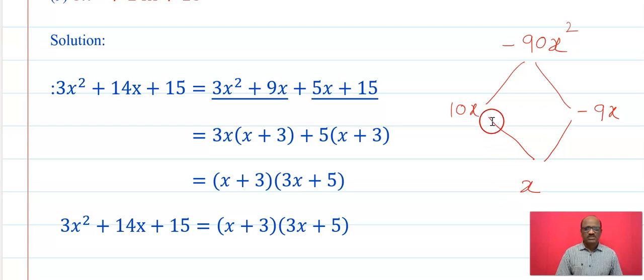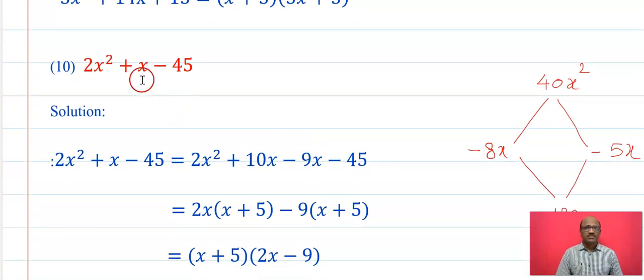Which two terms give 10x and minus 9x? 10x minus 9x means x, and 10x into minus 9x is minus 90x square. These are the factors, plus 10x and minus 9x. Therefore 2x square plus x minus 45 is equal to 2x square plus 10x minus 9x minus 45. Again we will take x as common from these two terms, and the number is 2. Therefore 2x is common, then in bracket you will get x plus 5.